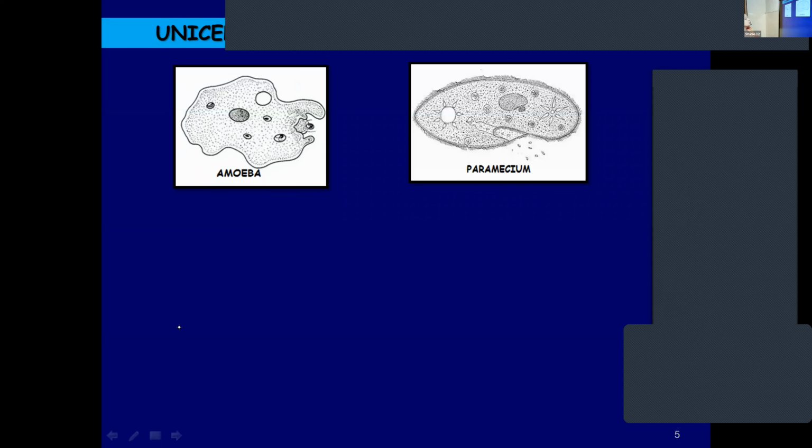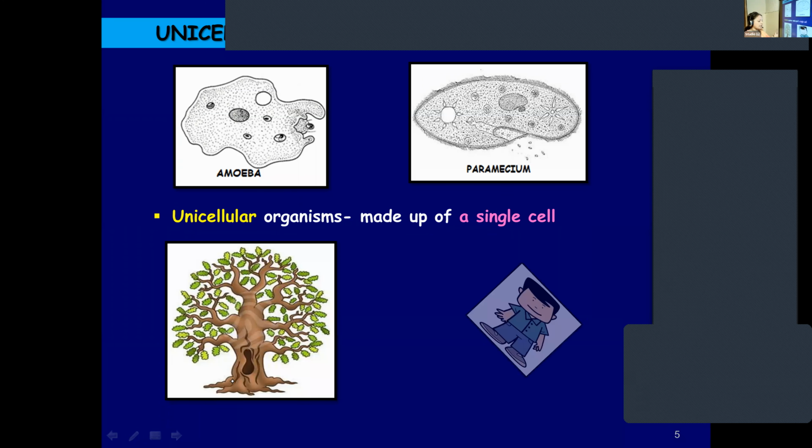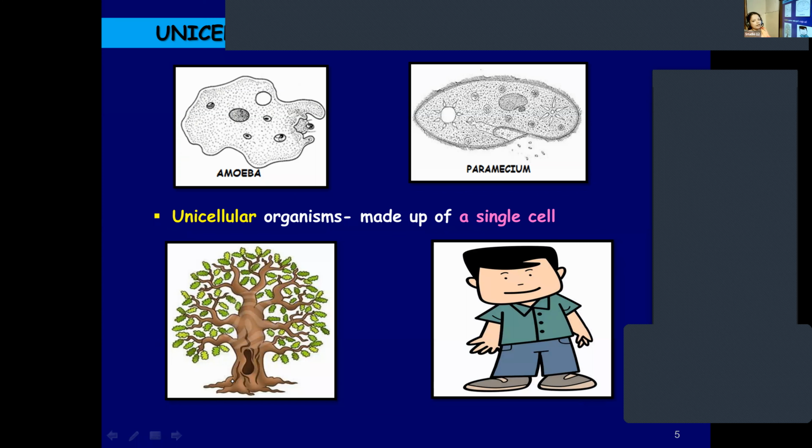Unicellular and multicellular organisms. So here you can see the pictures of 2 unicellular organisms, amoeba and paramecium. Both of them are microscopic and they are made up of a single cell. They are unicellular organisms, meaning organisms made up of a single cell. Now moving on to the next category. Here you can see a tree and a man. Both of them are multicellular.